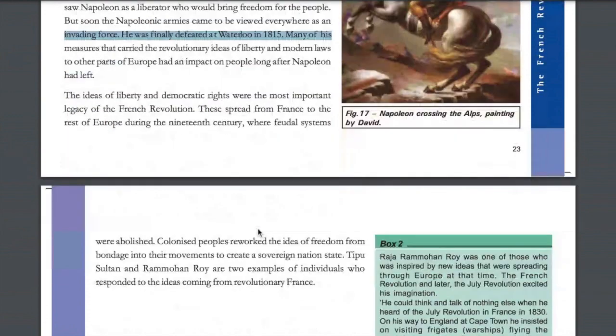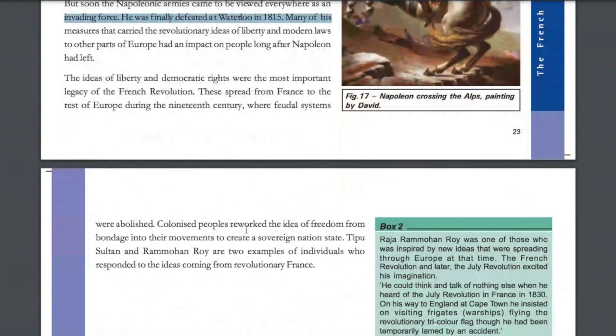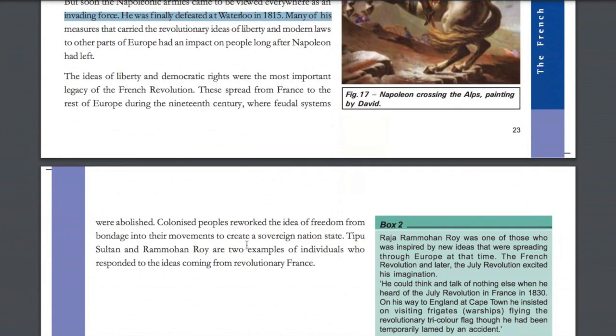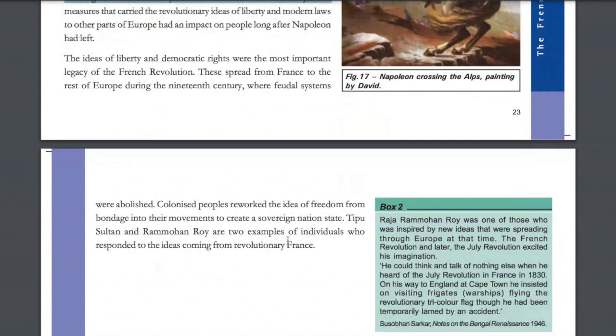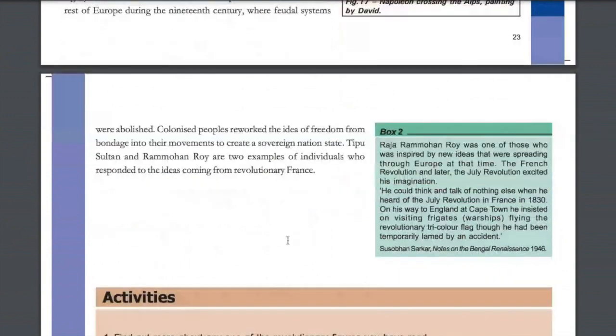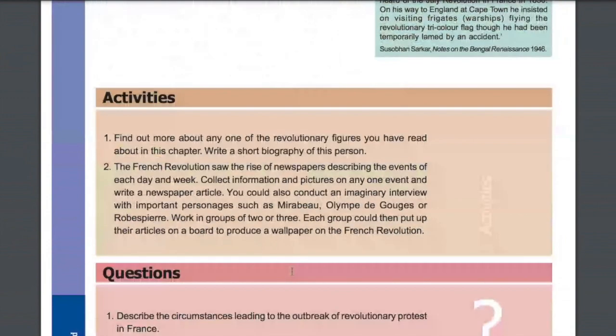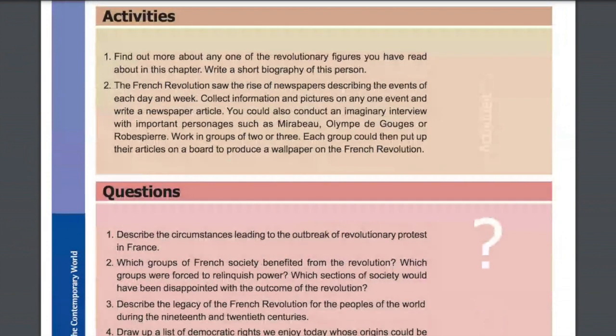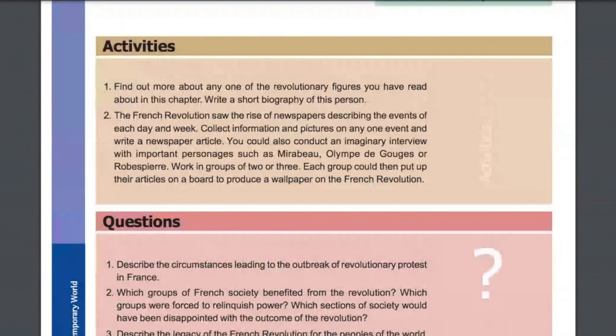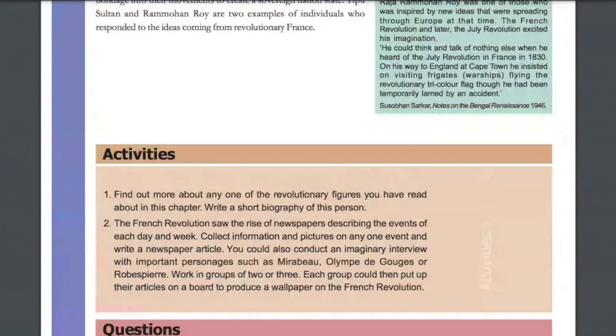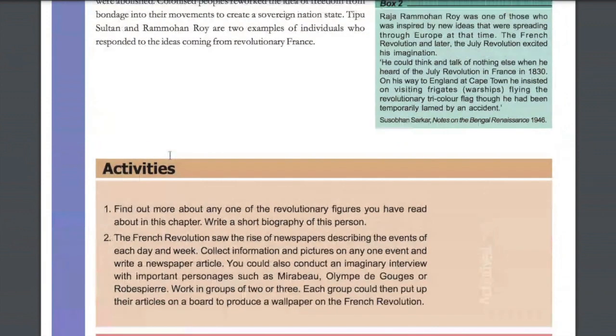These spread from France to the rest of Europe during the 19th century, where feudal systems were abolished, and colonized peoples reworked the idea of freedom from bondage into their movements to create a sovereign nation state. Tipu Sultan and Rajaram Mohan Roy are two examples of individuals who responded to these ideas coming from revolutionary France. So the French Revolution was not only a revolution which took place in France, but it had an impact on Europe as well as Asia.